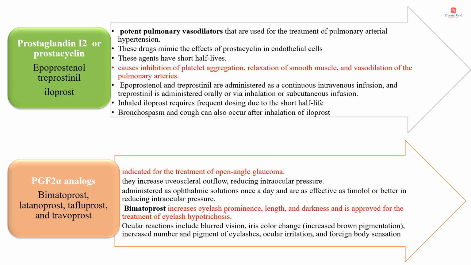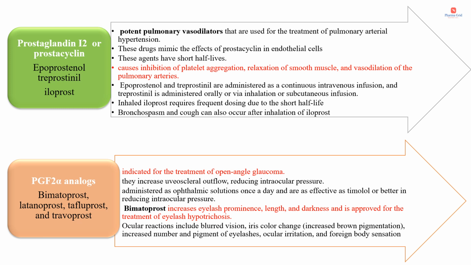Epoprostenol and treprostinil are administered as a continuous intravenous infusion, and treprostinil is administered orally or via inhalation or subcutaneous infusion. Inhaled iloprost requires frequent dosing due to the short half-life. Bronchospasm and cough can also occur after inhalation of iloprost.